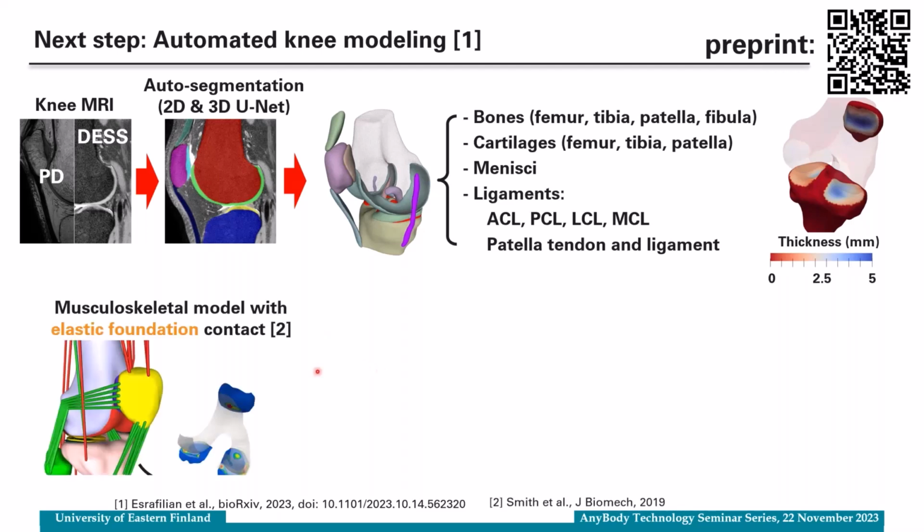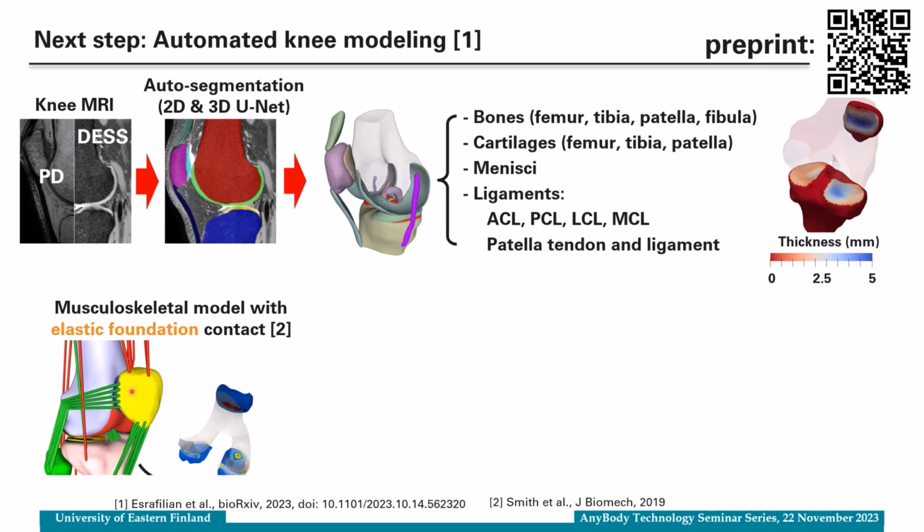Then the tool also creates the musculoskeletal model for us based on the MRIs and the auto segmented geometries. The model here has 12 degrees of freedom in the tibiofemoral knee joint, tibiofemoral and patellofemoral joints, and we also have ligaments with the insertions again from the segmentation.